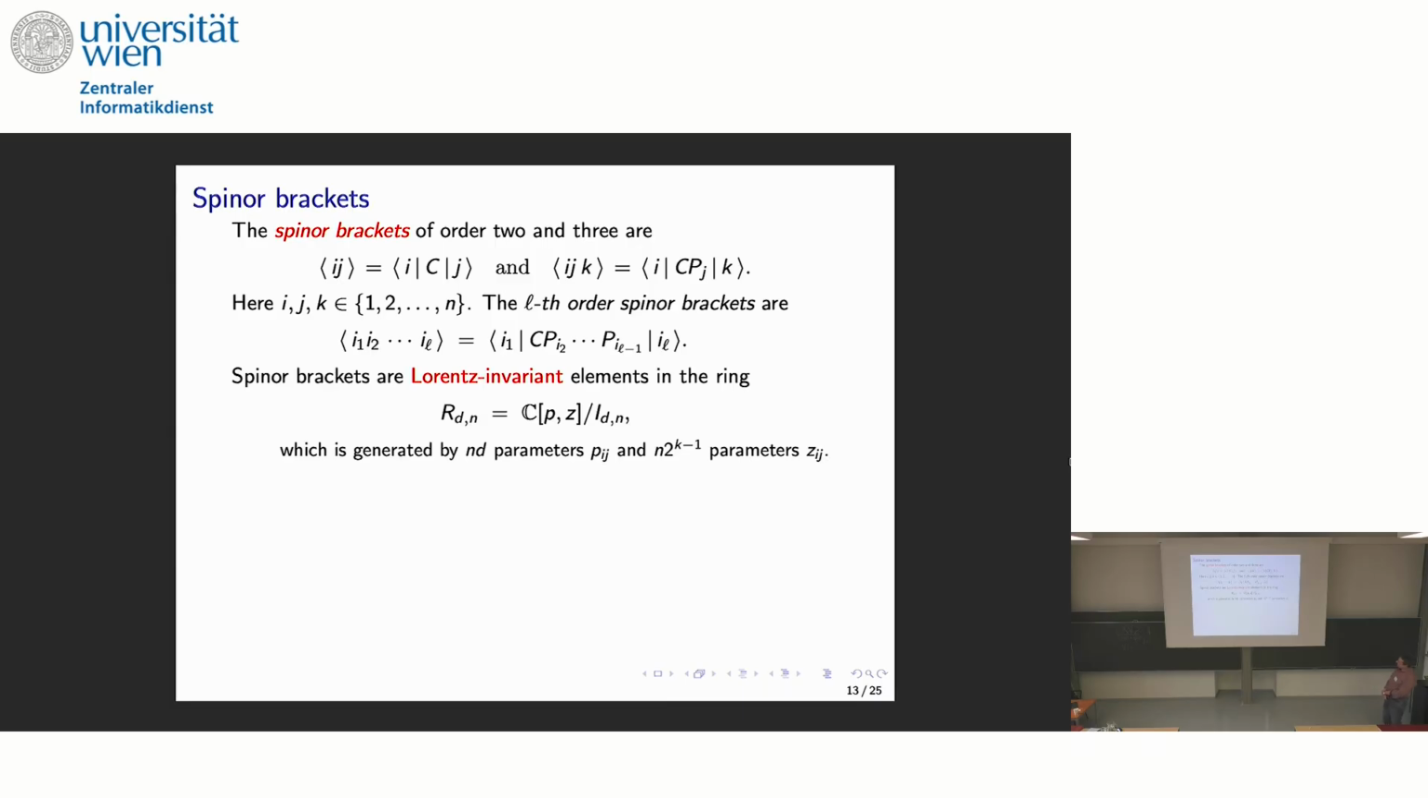Now, the spinor brackets are scalars, but of course, they are elements in our ring. What do I mean by this ring? I take the polynomial ring in my p's, I throw in the z's because I introduced these z variables, and of course I'm modding out by I_{D,n}, which was our happy little prime ideal from the beginning of the talk. The resulting ring I called R_{D,n}, and they are invariant under the Lorentz transformations. So this polynomial ring is generated by nD parameters p_ij and these auxiliary parameters z_ij.